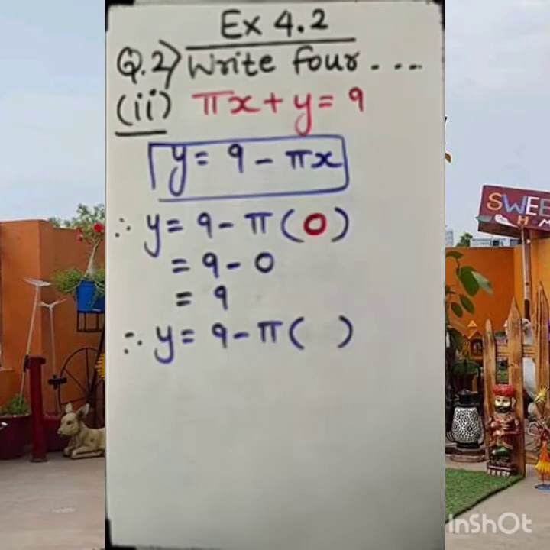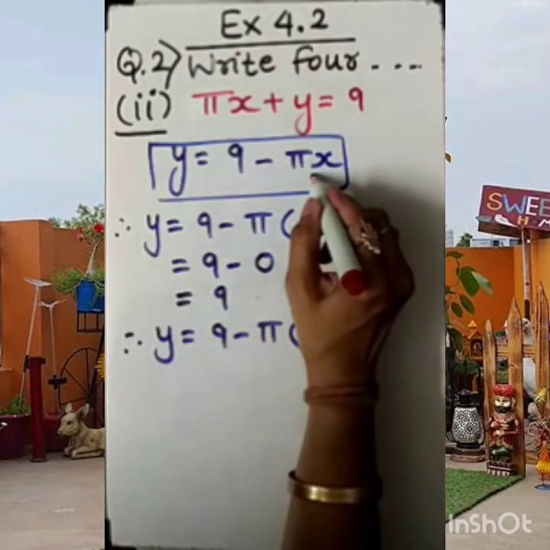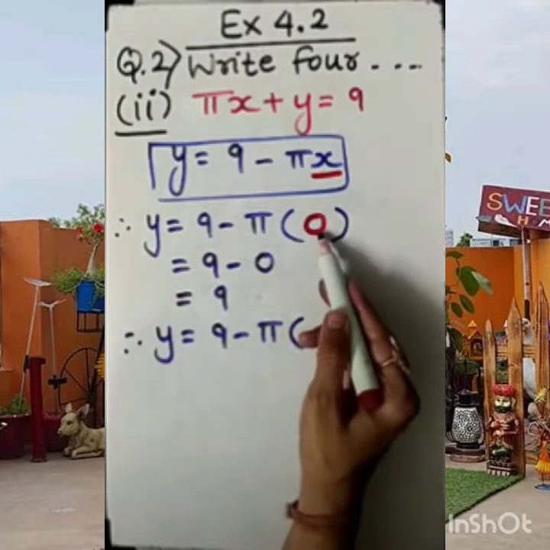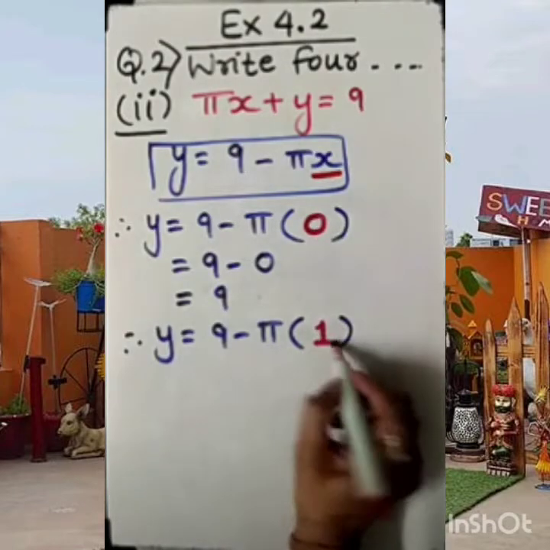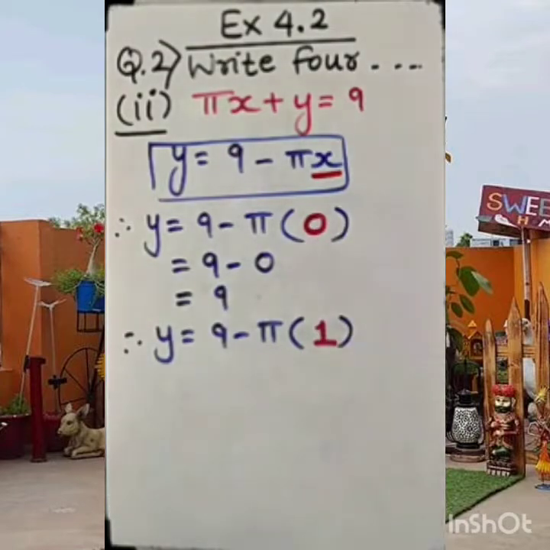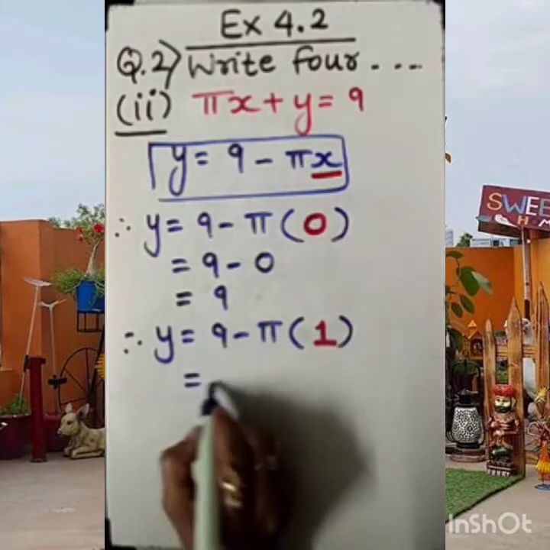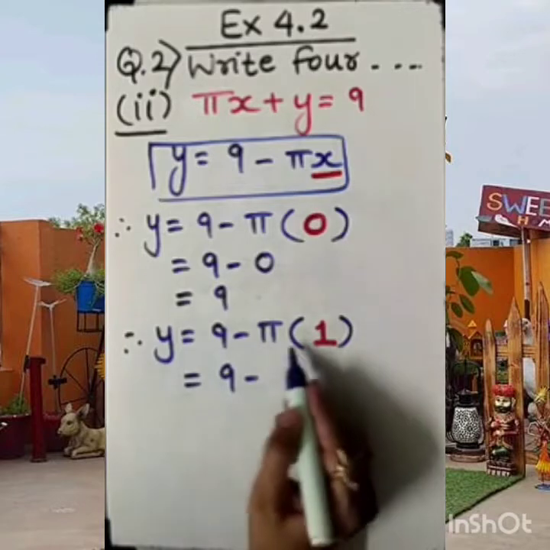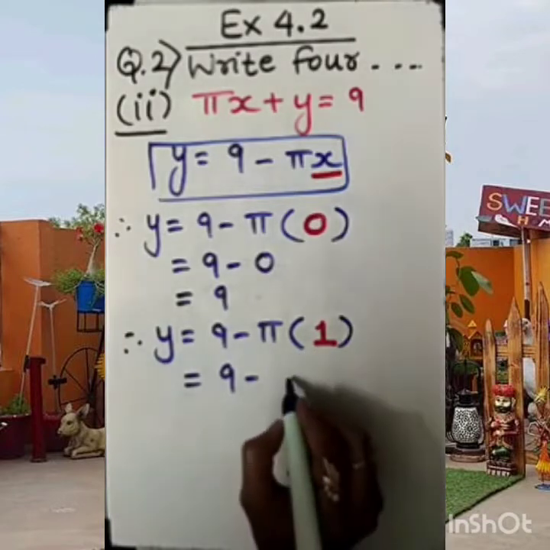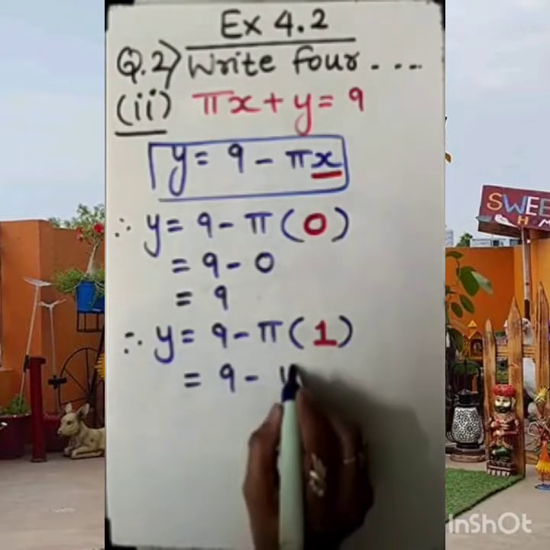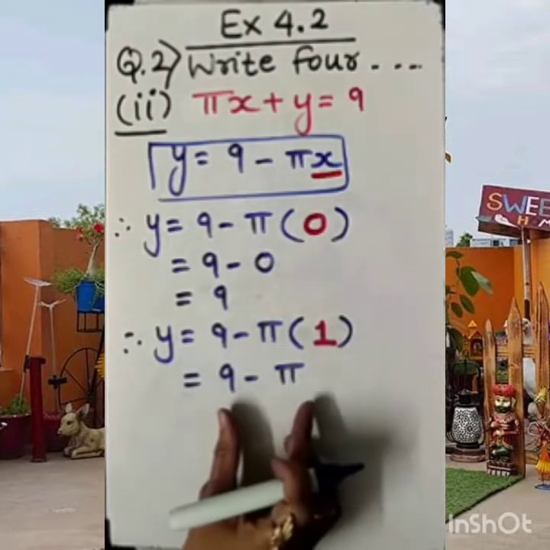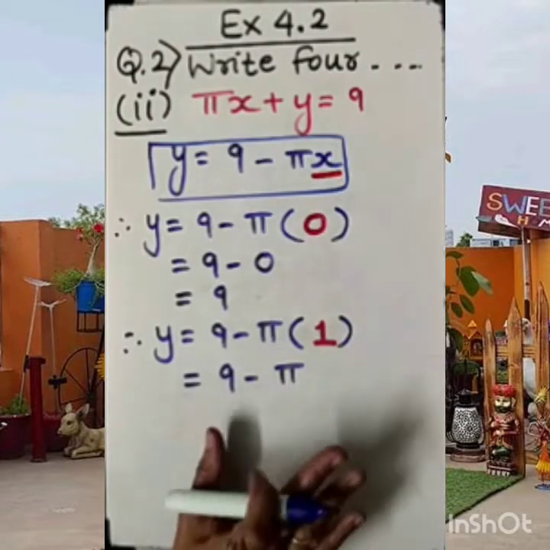Now we work out one more, that is y equal to 9 minus pi x. This time I am going to take 1 in place of x. We are substituting the value of x. First I have taken 0. Now I am choosing 1. So dear student, if I choose 1, then 1 into pi. This will remain 9. 1 into pi gives only pi. So it is 9 minus pi. No more simplification. This much only.